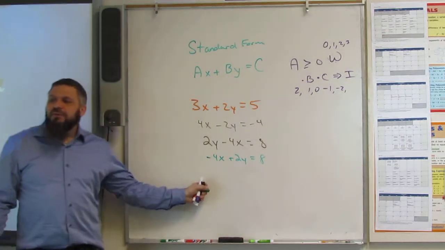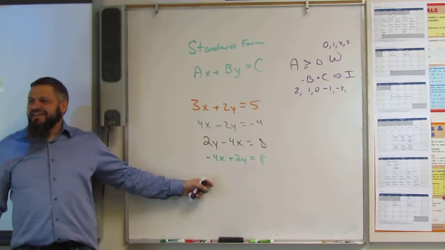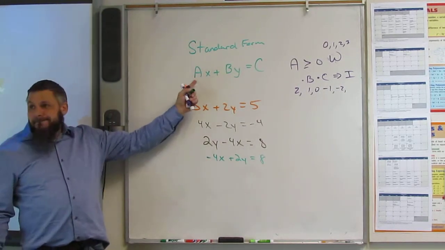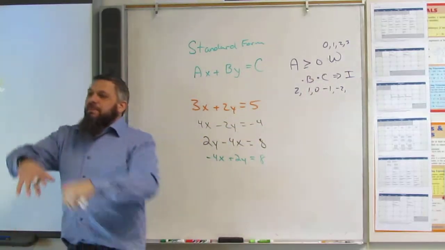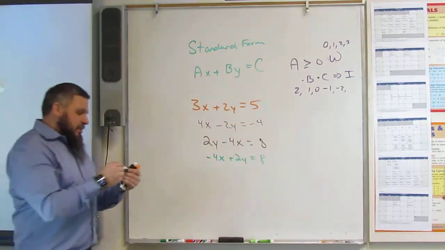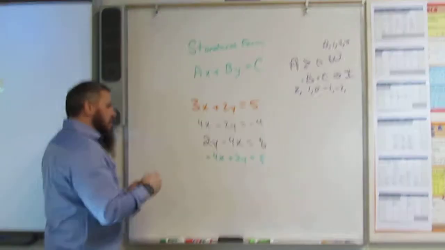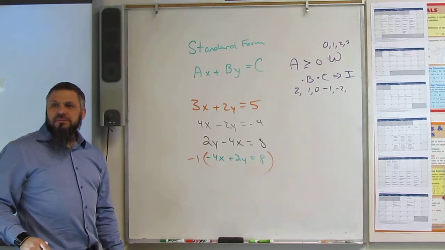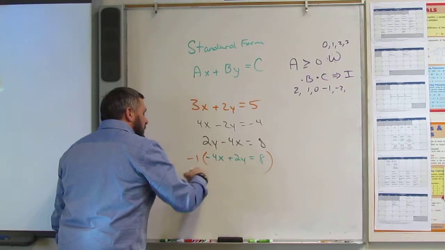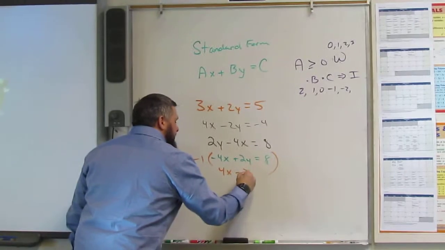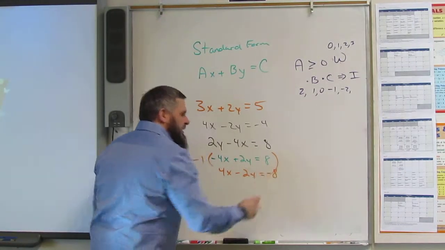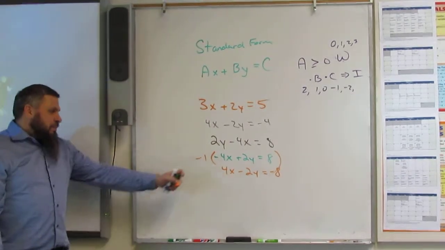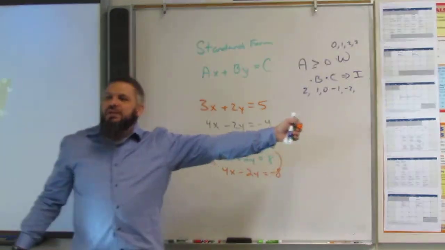Is that in standard form? No. Tricked you again. Why is it not? A is positive. It has to be bigger than 0, right? Has to be positive. So I got to do one more thing to it. I got to multiply it by a negative 1. Okay? So that's 4x minus 2y equals negative 8. And now it's standard form. You see how that works? So positive, and then everything has to be an integer.